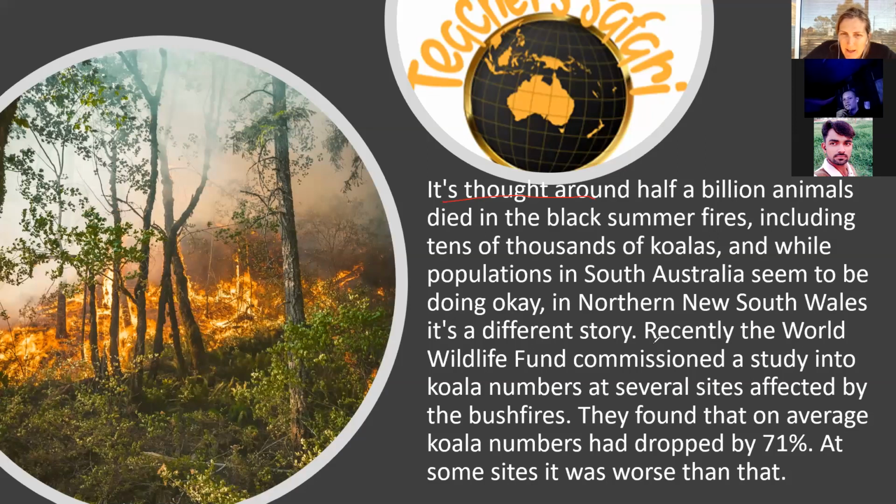All right, perfect. Okay, so let's go through this vocabulary then. It's thought around 500,000,000 animals died in the Black Summer fires, including tens of thousands of koalas. While the population in South Australia seems to be doing okay, in northern New South Wales it's a different story. Recently the World Wildlife Fund commissioned a study into koalas at several sites affected by the bushfires. They found that on average koalas' numbers had dropped by 71%. At some sites, it was worse than that.